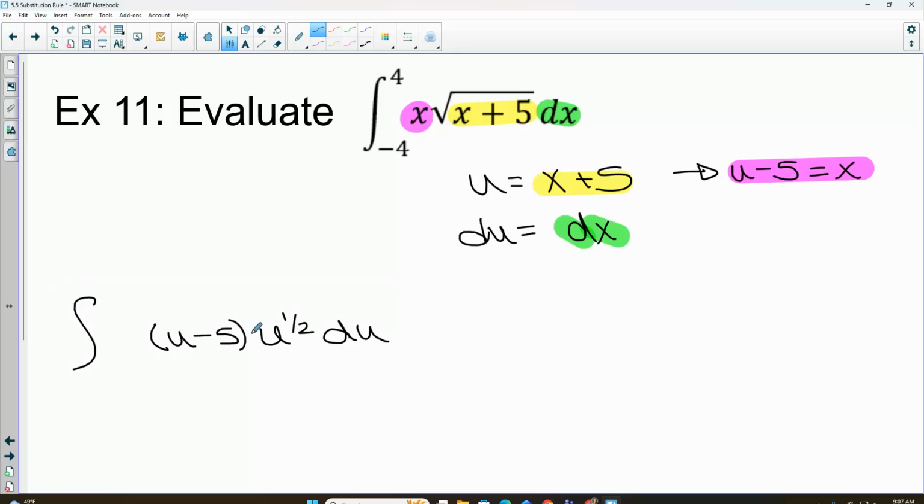It's still a product. We just have a single term to the power. That means I can distribute it through. So that would give me u to the 3/2 times 5u to the 1/2 du.